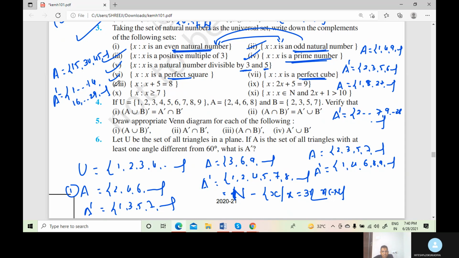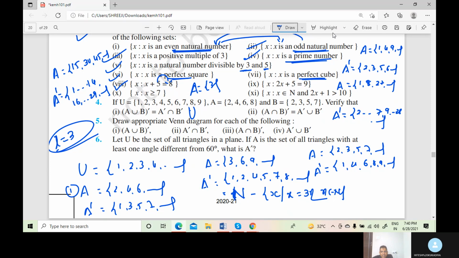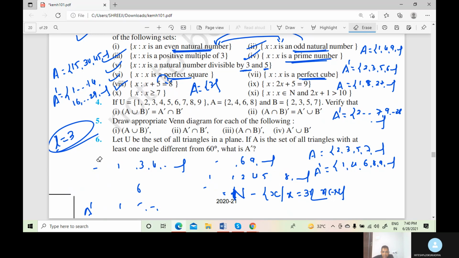Okay, now look here, question number 8. X such that x plus 5 equals 8. So x equals 8 minus 5, taking the right side, so x equals 3. So set A equals 3. Its universal set is the natural numbers. So we write here the complement. Just hold it, we calculate here.